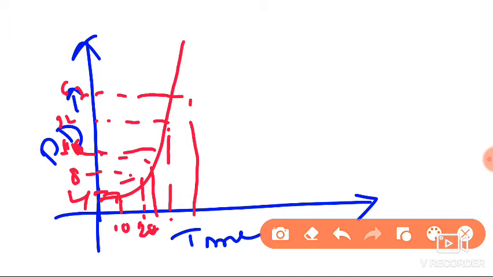So we can find a J-shaped curve. If you observe the curve here, it is like this. It looks like a J. So this we commonly call a J-shaped curve. Okay, it is a J-shaped curve.